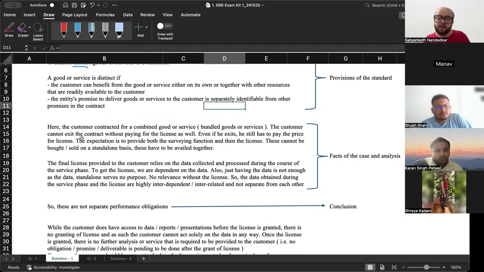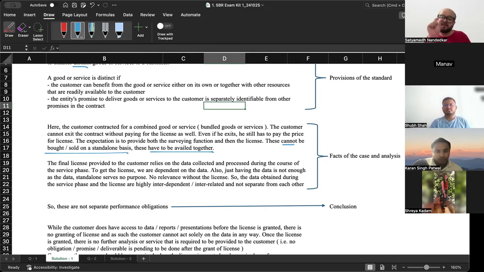The customer contracted for a combined good or service which is bundled basically. The customer cannot exit the contract without paying for the license as well. Even if he exits, he still has to pay the price for license. The expectation is to provide both the surveying function and then the license. These cannot be bought or sold on a standalone basis. These have to be availed together. Now see, which words will fetch marks? Cannot be bought or sold on a standalone basis. Have to be availed together.